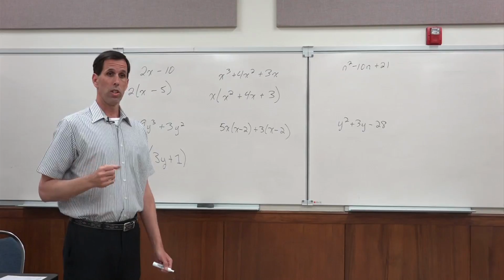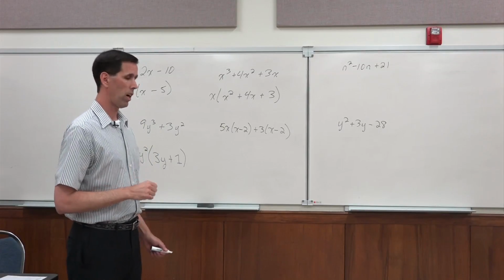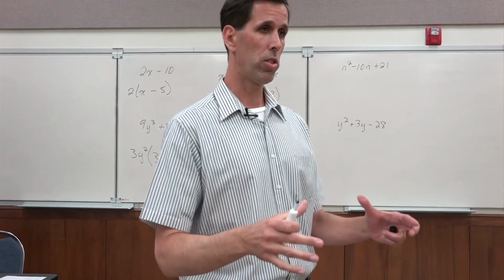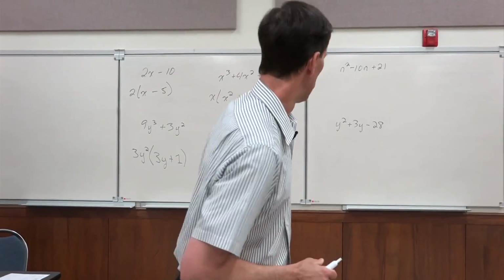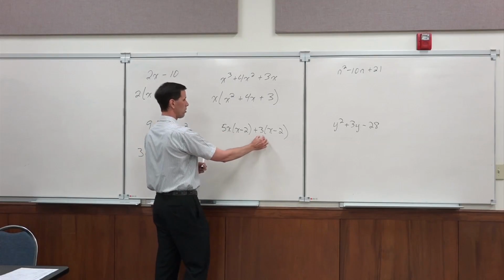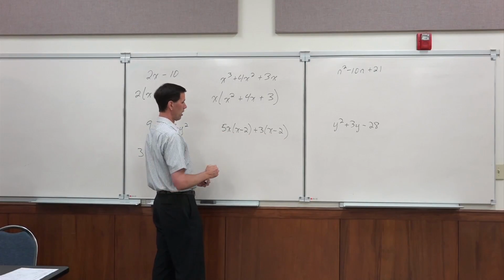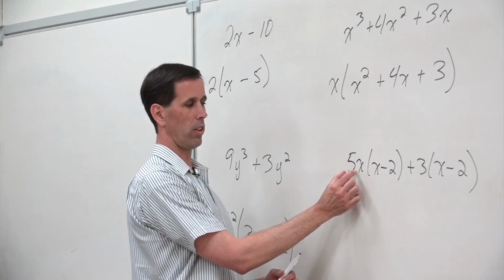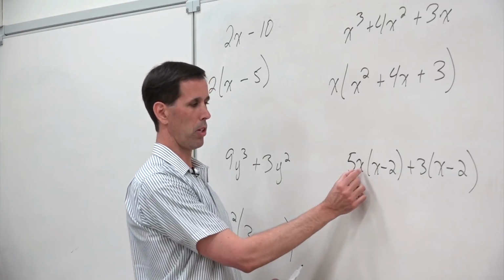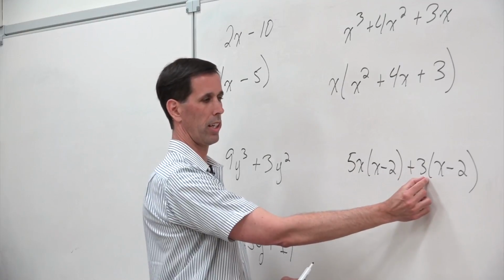One other idea to consider when you're doing greatest common factors, a lot of times you're looking for monomial factors. It is possible for a GCF to be a binomial or greater. If you look at this last example here, we have 5x times x minus 2 plus 3 times x minus 2. You could consider your constants here, your coefficients, 5 and 3, but they don't have anything in common. We do have a single x out here, but no single x out here.